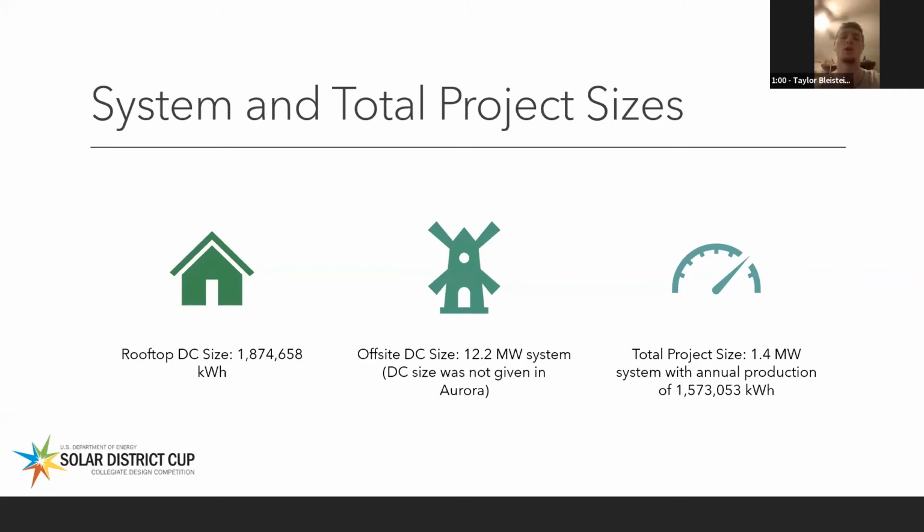And then our total project sizes, which we pulled from Aurora. Our total rooftop design DC size was just over 1,800 kilowatts. Our offsite design was 12.2 megawatts. It's too big to run the simulation, at least on my laptop, to get the DC size, but that was the total megawatt size that we had. And our rooftop design was 1.4 megawatts with an annual production of almost 1,600 kilowatt hours.